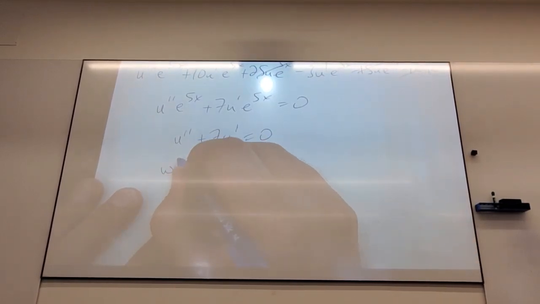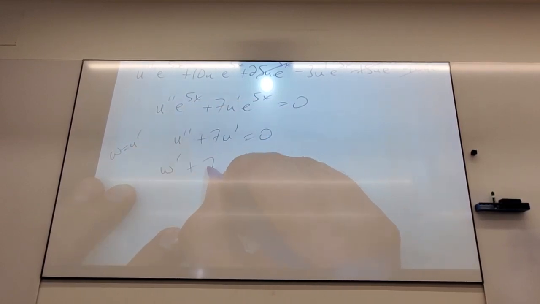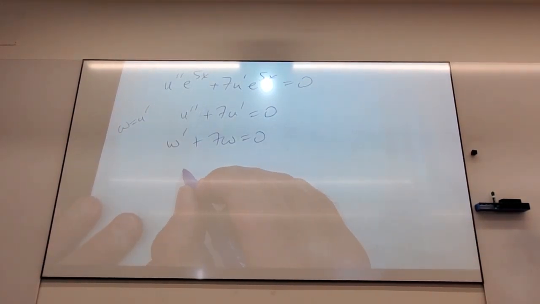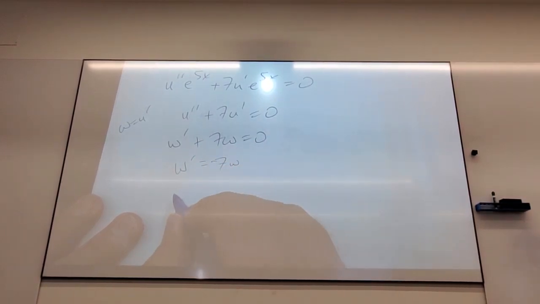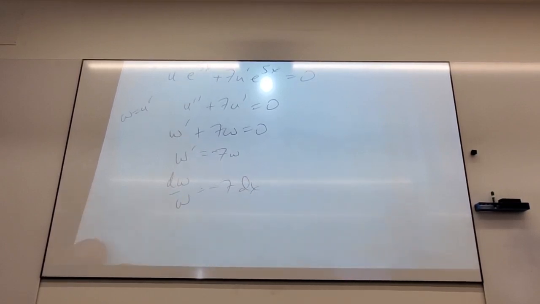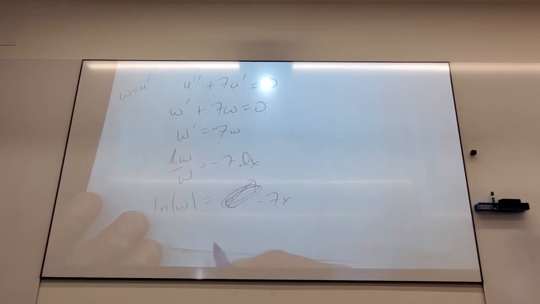And then I make this assumption: let w equal u prime. Yes, is everybody with me? Okay. So then if I do w prime equals negative 7w, I can do dw over w equals negative 7 dx. I'm just going to do this kind of quickly. Natural log of w equals negative 7x. Get out of here, Jeff. Yes, that'll eventually be that, Jeff, but not yet. There you go, buddy. So then w equals e to the negative 7x.